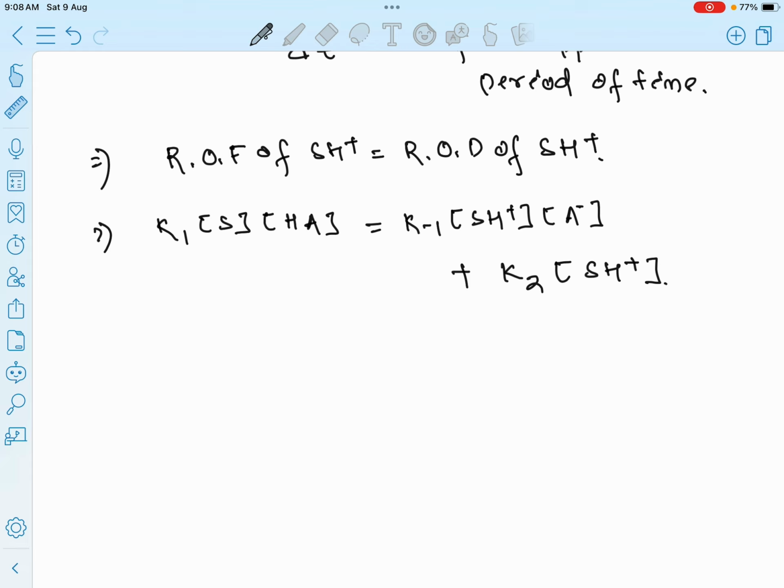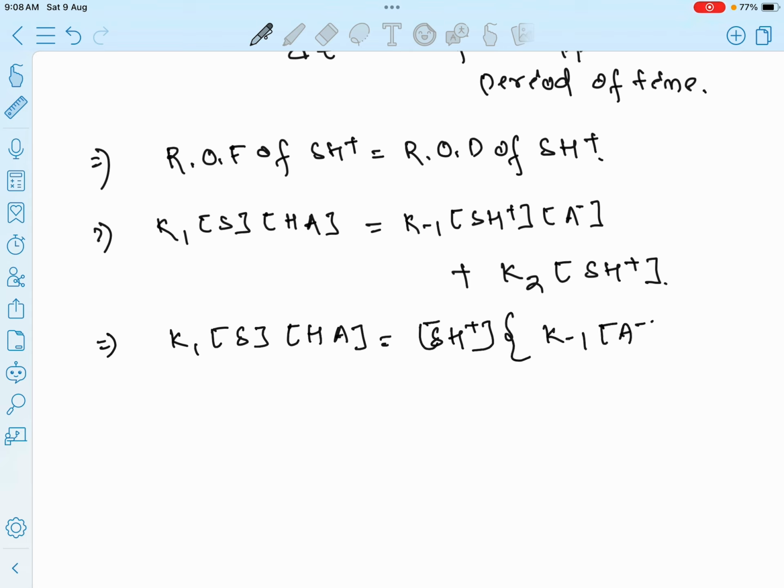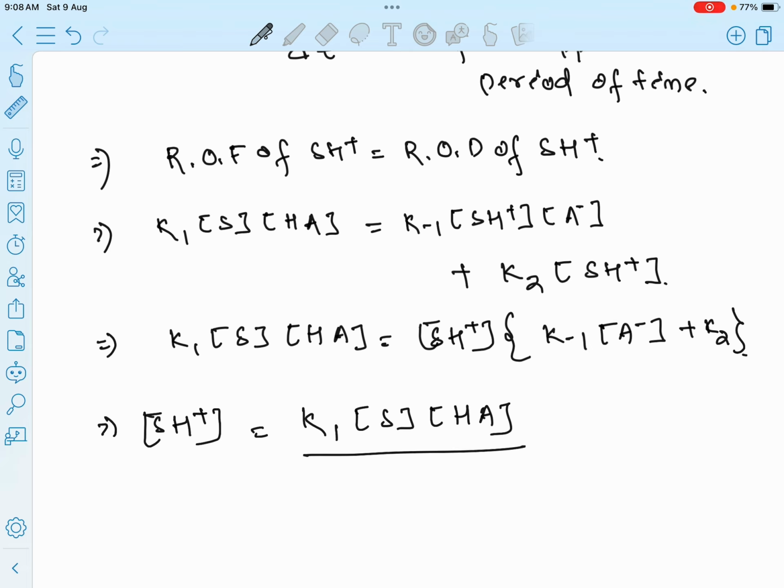Okay, so K1 into S concentration into concentration of HA. The concentration of HA can be taken as a constant. And K minus 1 A minus plus K2. That means the concentration of SH plus is equal to K1 into S concentration into concentration of HA divided by K2 plus K minus 1 concentration of A minus.